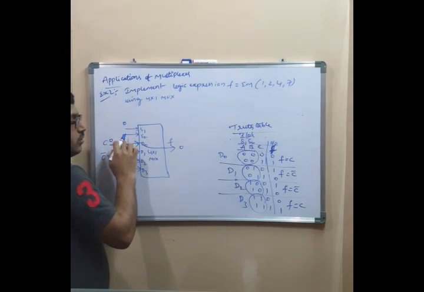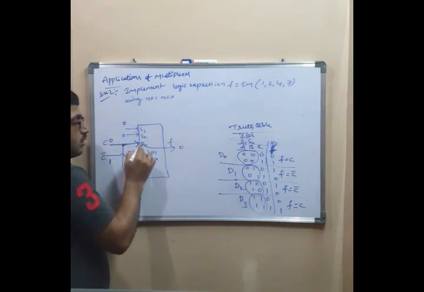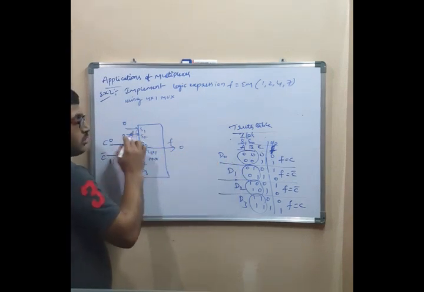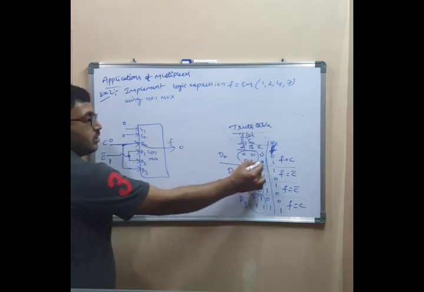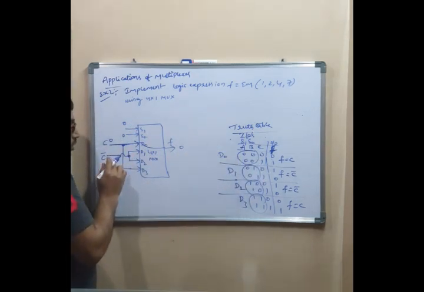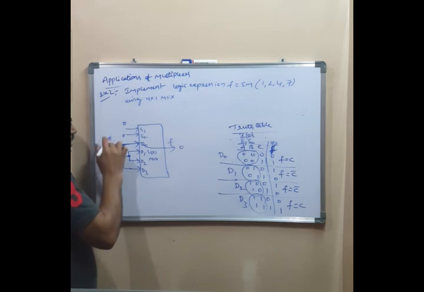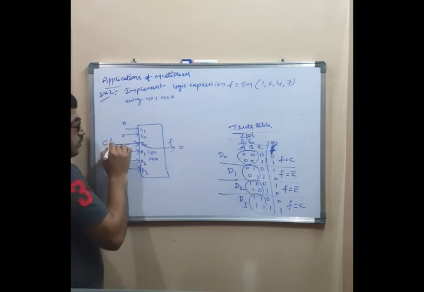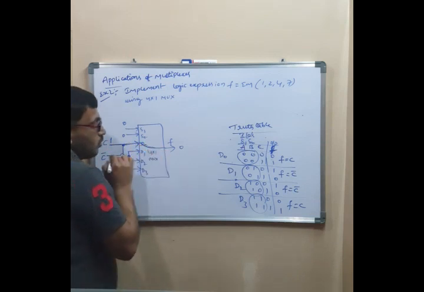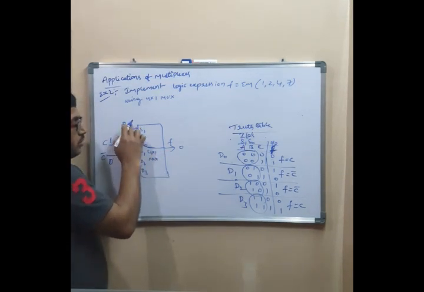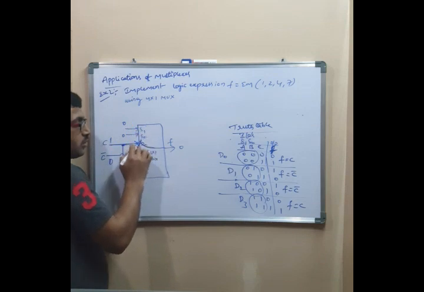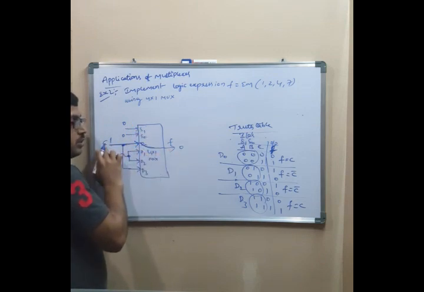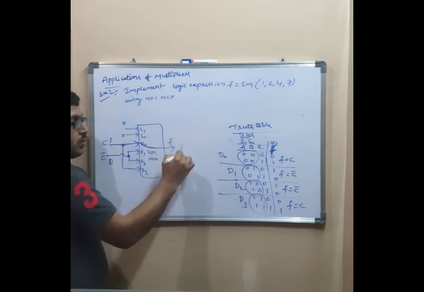S1, S0 are 0, 0. Right? S1, S0 are 0, 0. C is 1. If C is 1, the complement of this will become 0. If C is 1, 1 is connected to the output. S1, S0 is 0, 0. If S1, S0 are 0, 0, D0 is routed to the output. For D0, C is connected. C value is 1. So 1 is routed to the output.